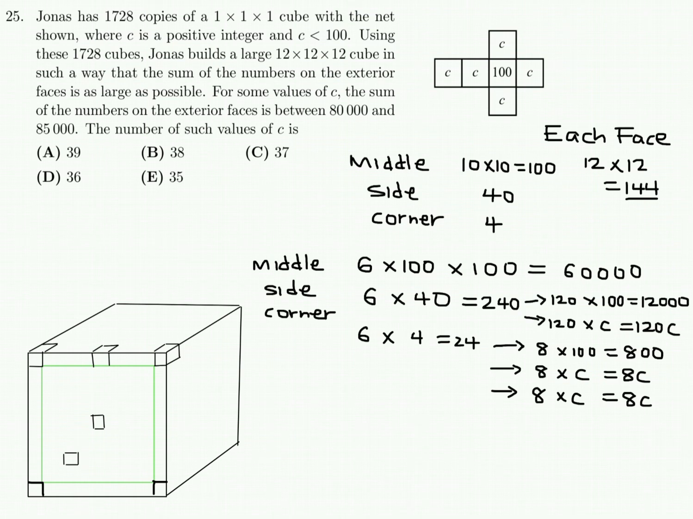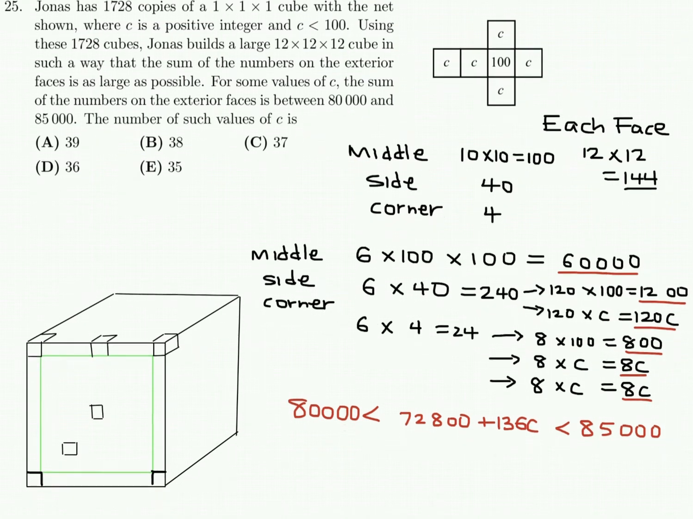So now let's add it all up. What is the total? It's this, plus this, plus this, plus this, plus this, plus this. So in terms of numbers, 72,000 and then 800, right? So 72,800. And in terms of the C's, it looks like 120 and 8 and 8. So that's 120 plus 16. So 136C. And they're saying that's between 80,000 and 85,000. So it's between 85,000 and 80,000.